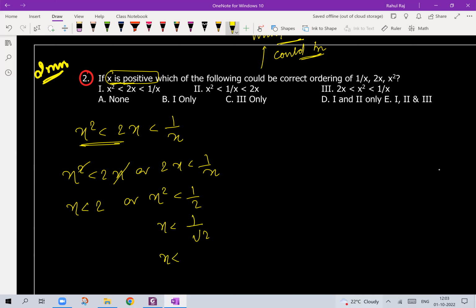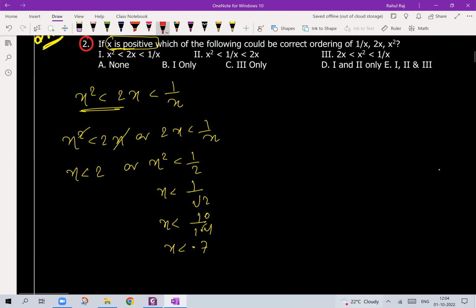x square less than 1 by 2 means x is less than 1 by root 2. 1 by root 2 is what? x is less than 1 by 1.4, that is, x is less than 0.7 something. Now after solving statement number 1, I have got x less than 2 and x less than 0.7. What is the common value? x is less than 0.7, right?